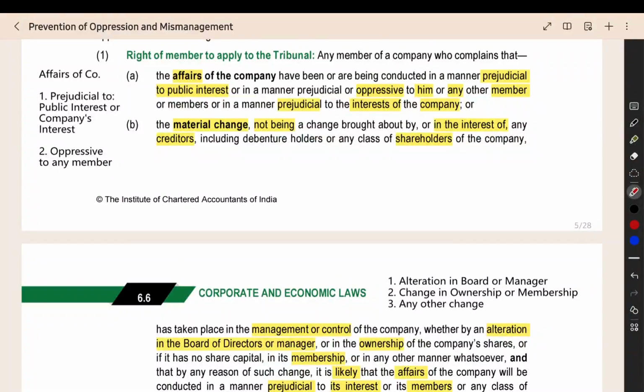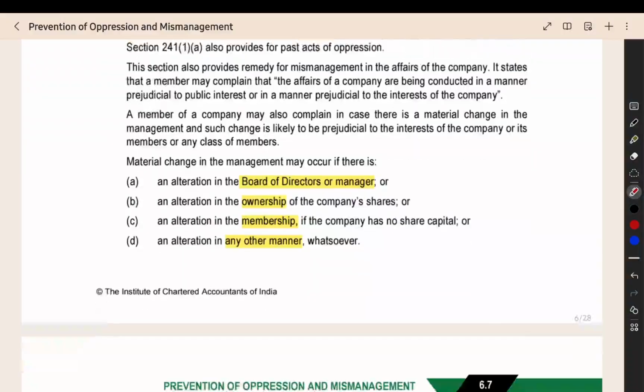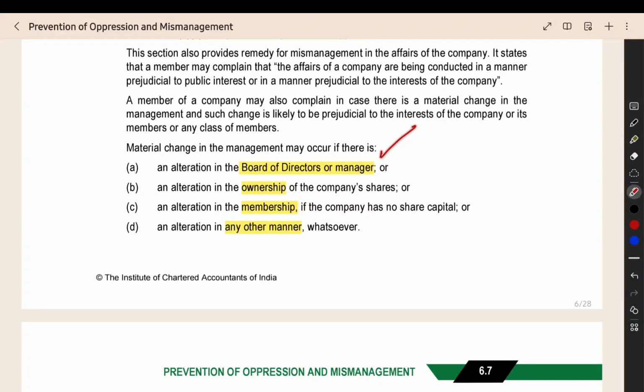But this change should not be in the interest of the debenture holder. If you are making a change in favor of the debenture holder, for example, you are appointing a representative of the debenture holder to the board of directors, this and all will not come under this chapter. For this and all, you cannot file an application under this chapter. So, alteration in the board of directors or manager, change in the ownership, change in the membership, or any other change.